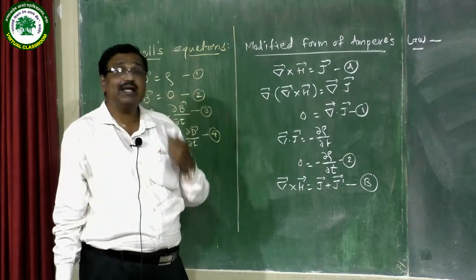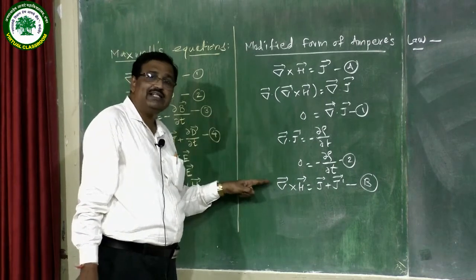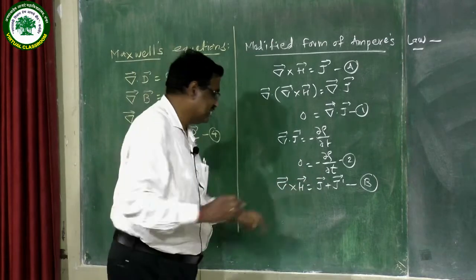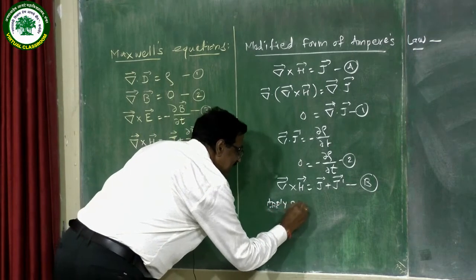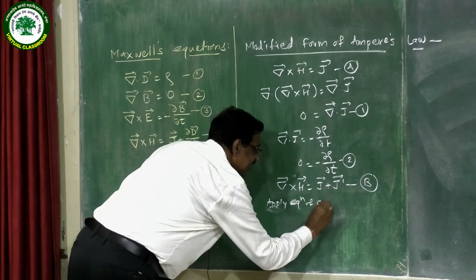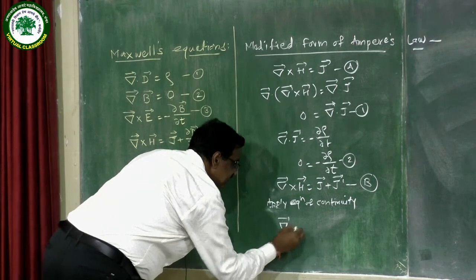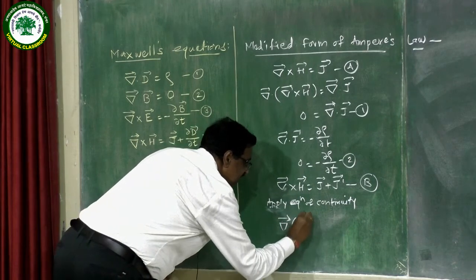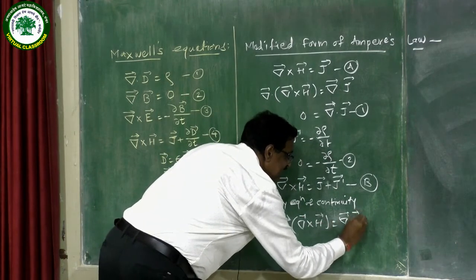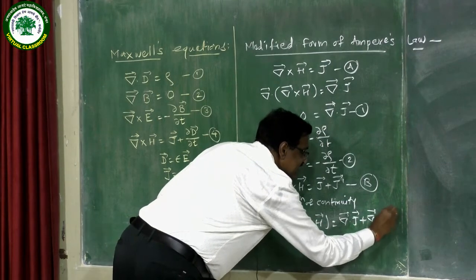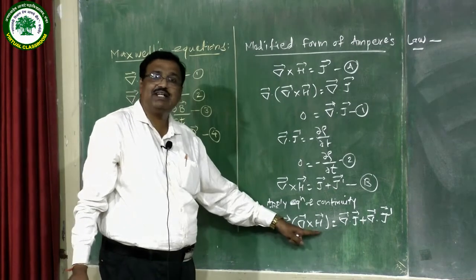Now we want to evaluate the value of J dash. For that purpose, we again apply the equation of continuity, which means we take the divergence of this equation on both sides. So we have divergence of curl of H is equal to divergence of J plus divergence of J dash. Again, on the left hand side, the divergence of curl of any vector becomes equal to 0.